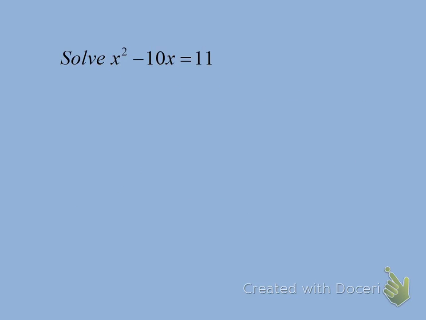So we're going to solve x squared minus 10x equals 11. Much like factoring, these have to equal 0. Subtract 11 from both sides. We get x squared minus 10x minus 11 equals 0.